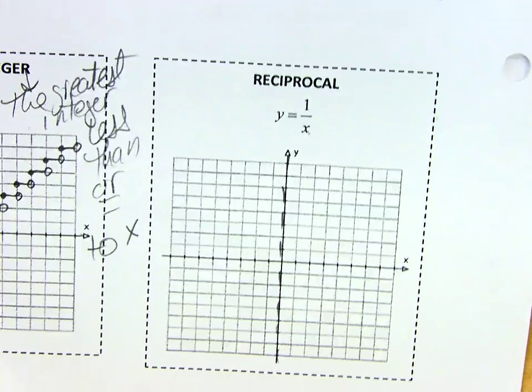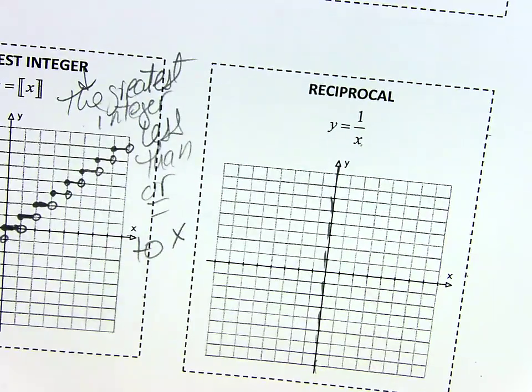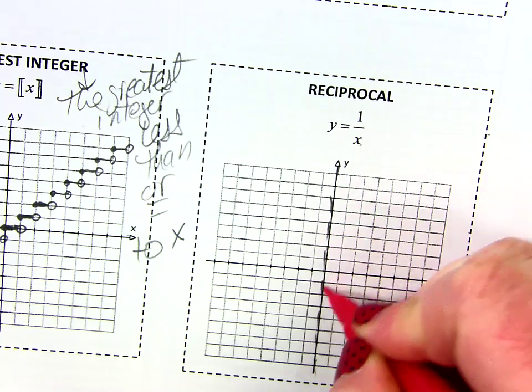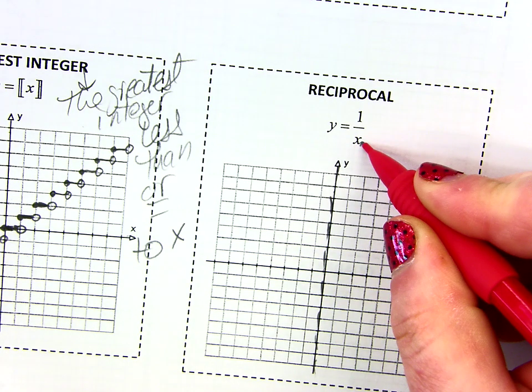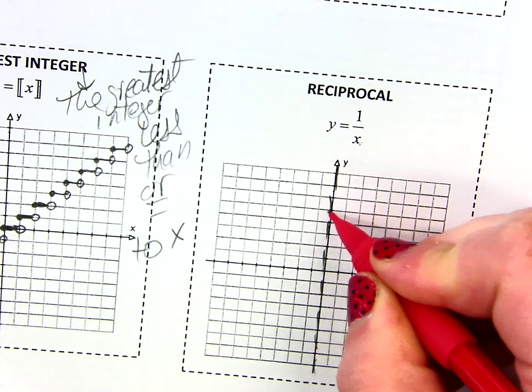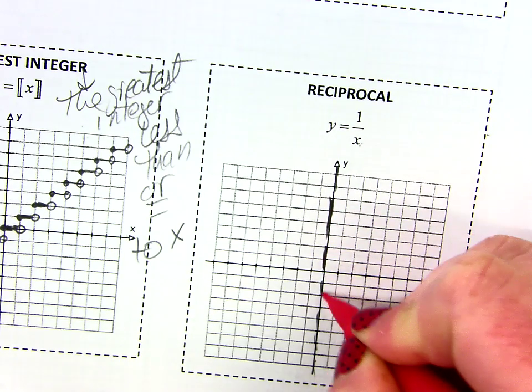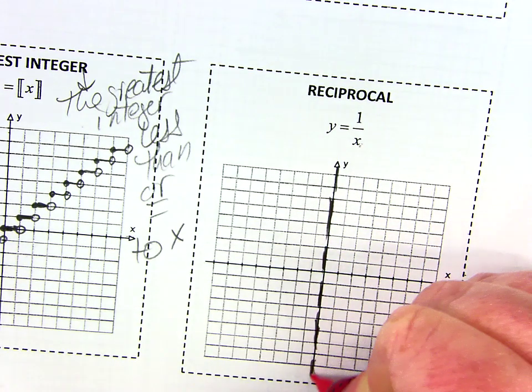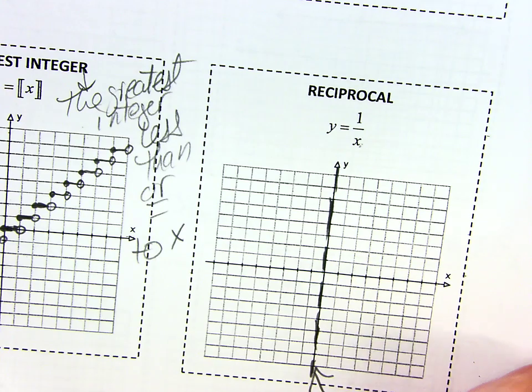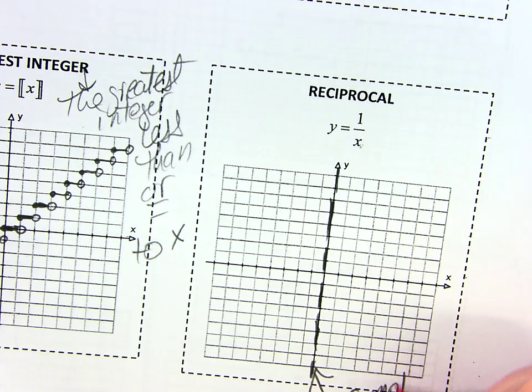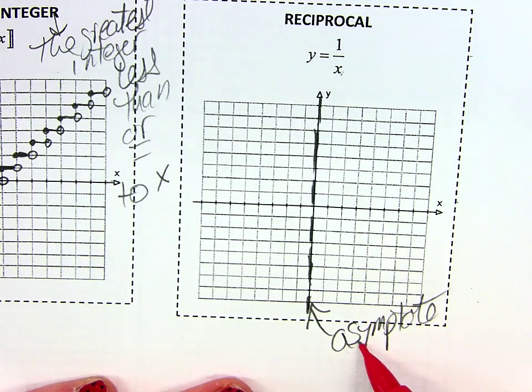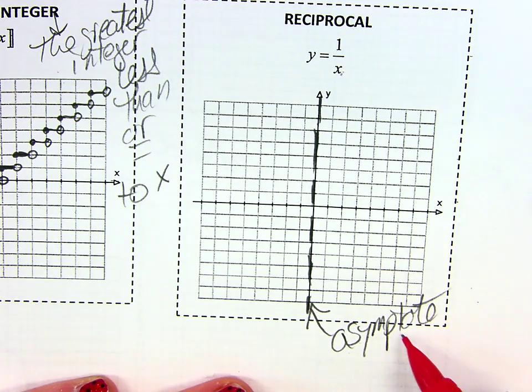Then the last one is the reciprocal function. So we already said that we're going to have an asymptote at x equals 0 because I can't have a denominator of 0. So I'm putting a dashed line here, which is not part of my graph. It's just saying my graph doesn't exist here. So I have an asymptote there. Remember that funny spelling, A-S-Y-M-P-T-O-T-E.